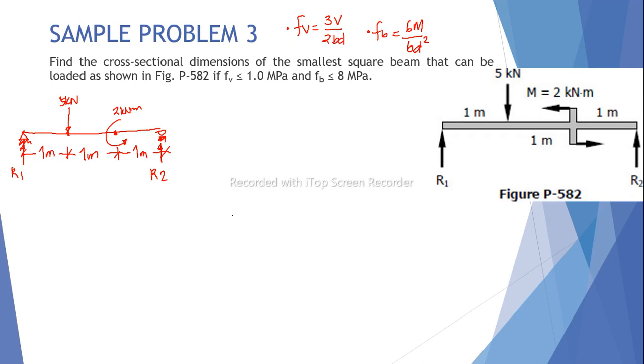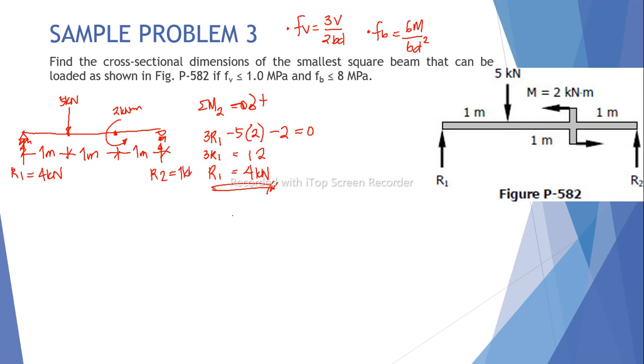Okay. So first we need to do a summation of forces and moments to get the reactions, so that we can draw the shear diagram and the moment diagram. Let's say I sum moments at reaction 2 equal to 0, with clockwise as positive. So we have 3 times reaction 1 minus the 5 kilonewton times 2 meters minus the 2 kilonewton meter equal to 0. So 3R1 is equal to 12, so reaction 1 is just equal to 4 kilonewton. Reaction 1 is 4 kilonewton. From this, reaction 2 is equal to 1 kilonewton.